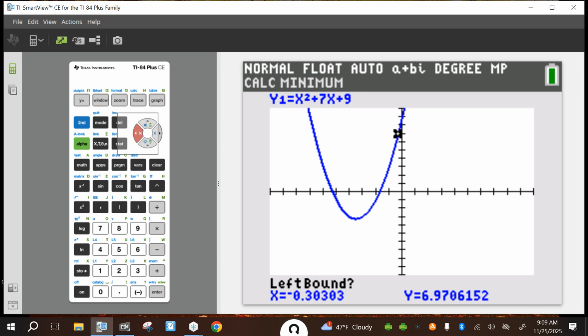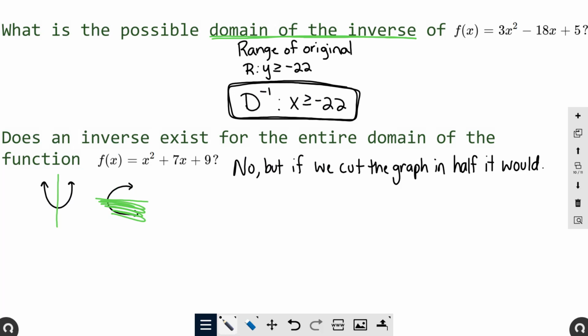Move your cursor to the left. Hit enter. Move your cursor to the right. Hit enter. And enter on guess. Now, if I find that middle point, I get -3.5 and -3.25. So that's my middle point right here. -3.5 and -3.25.